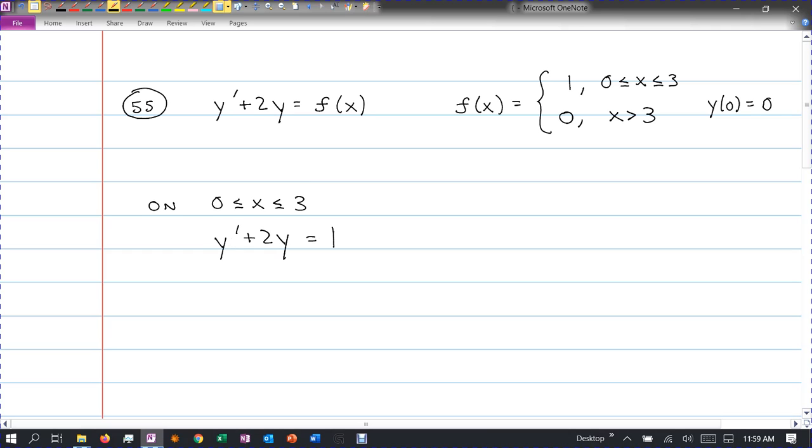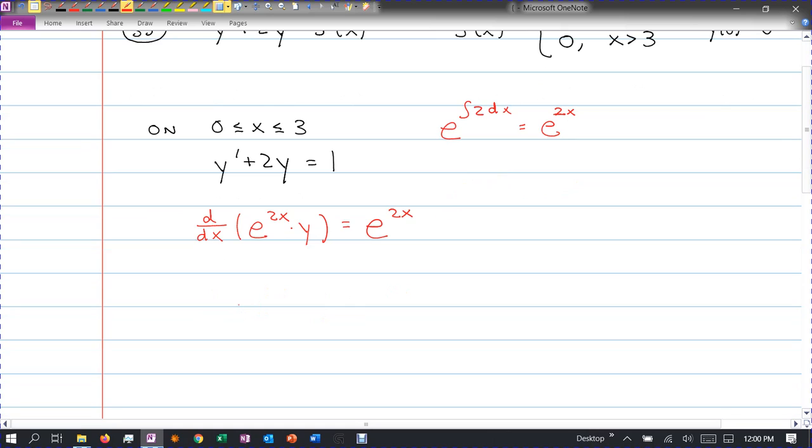just this. We've done this over and over, so you should be comfortable seeing that this is just e to the 2x for our integrating factor. And now we know the left side is the derivative with respect to x of our integrating factor times y. And that equals 1 times the integrating factor, so just e to the 2x. And then we go ahead and integrate both sides, so we get e to the 2x times y equals 1/2 e to the 2x plus some constant called c1.